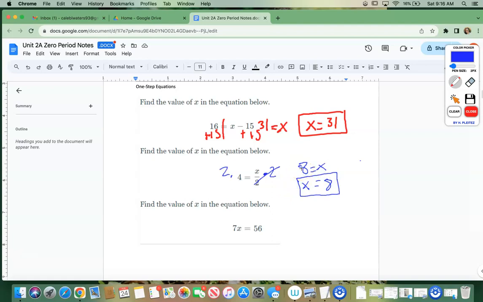Alright, let's do this one. 7x equals 56. Well, what is invisible in between the 7 and this x? It's multiplication. And so the opposite of multiplication we know is division. So divide by 7 on both sides, and we'll have x equals 8. So those were just some classic one-step equations that you kind of learned about in 6th and 7th grade.